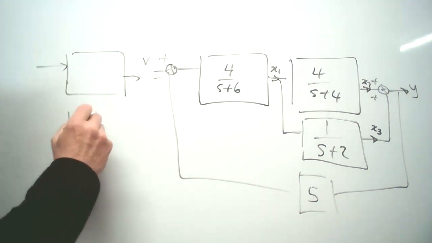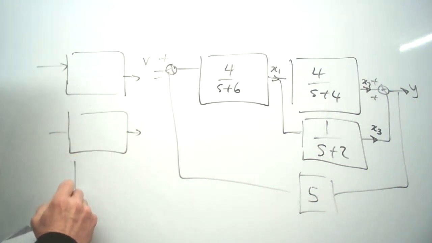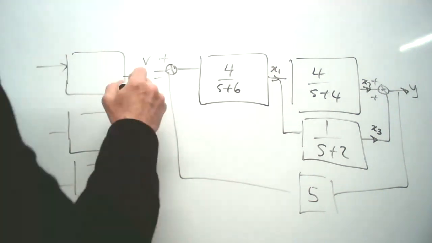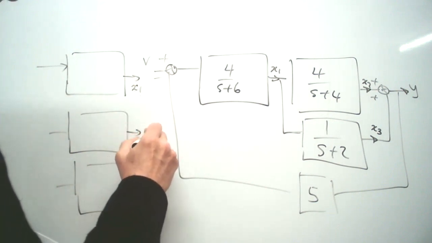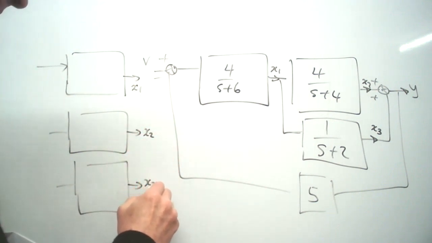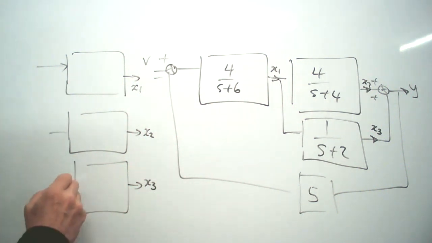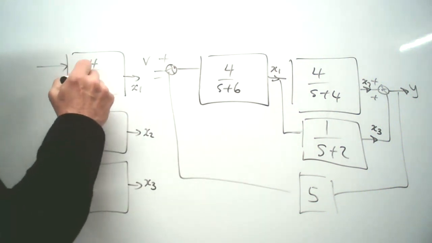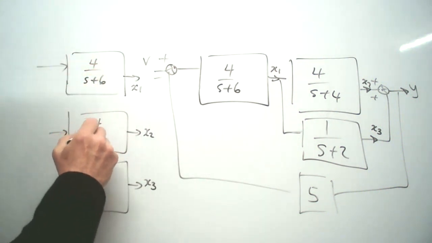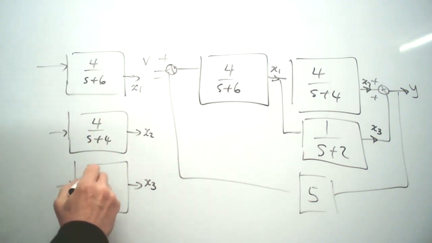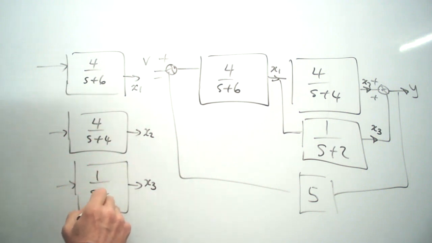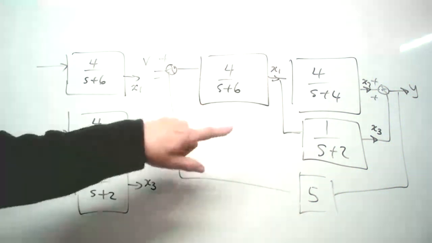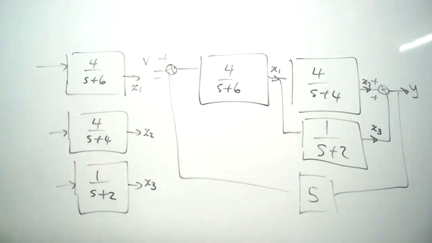1, 2, 3. And then the outputs from the blocks, we're going to label this x1, that one x2, and that one x3. I'm not sure what the inputs are yet. This first one's going to be 4 over s plus 6, 4 over s plus 4, and 1 over s plus 2. Because this hasn't got an s in, we don't bother with it. It's got to have an s term in to allocate it to a box.